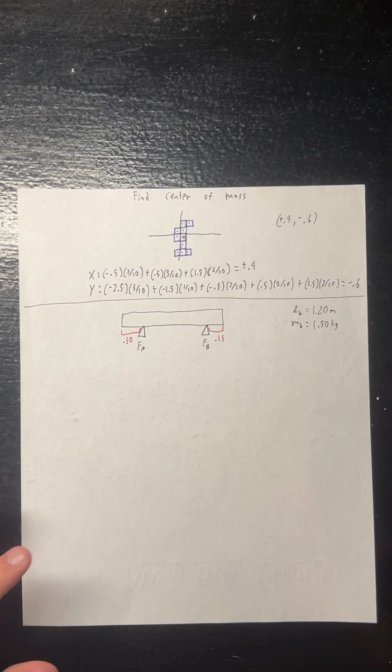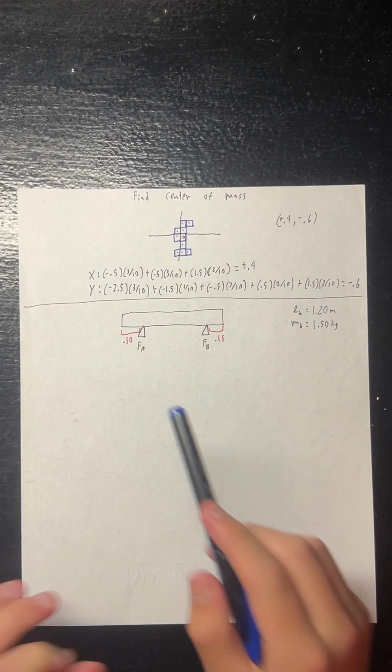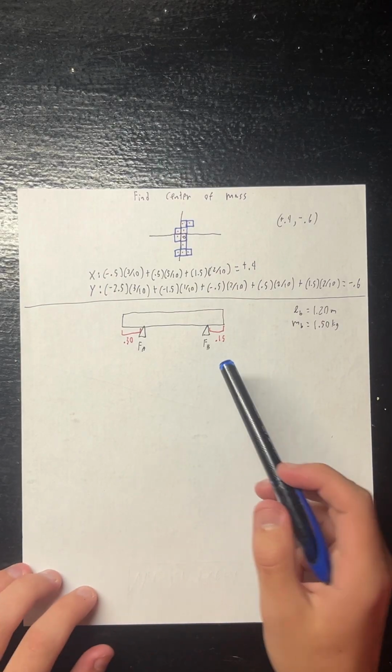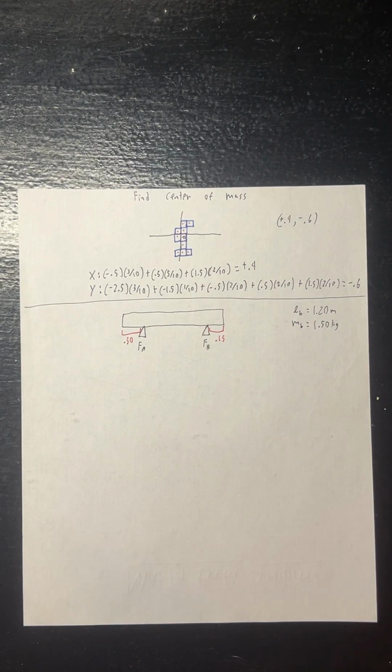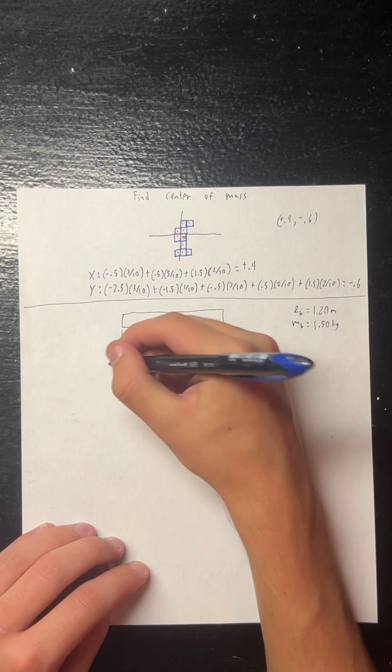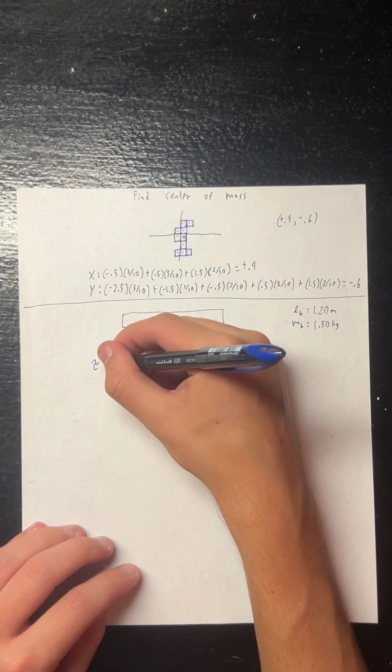A bar with two pivots, and it is asking what is the force of A and the force of B. We know the torque is RF sine theta, but theta is 90 here, so it's just RF. Those are our torques, so we can do torque, or tau.